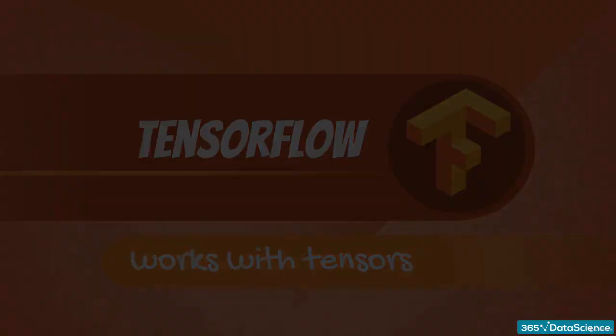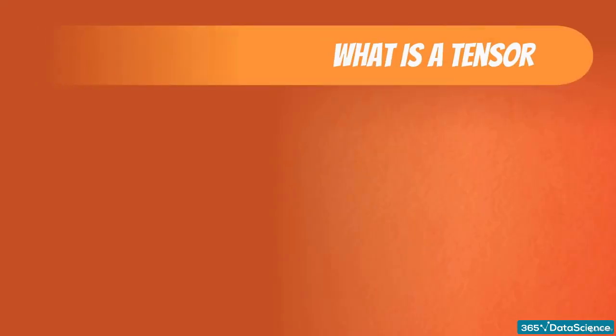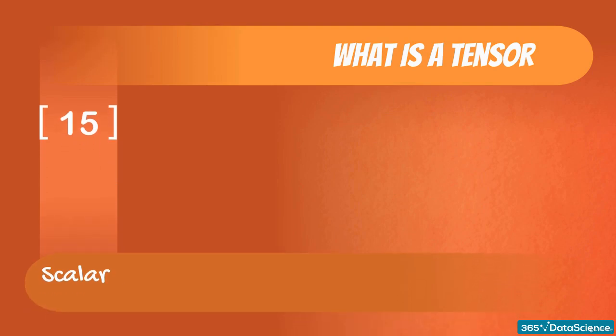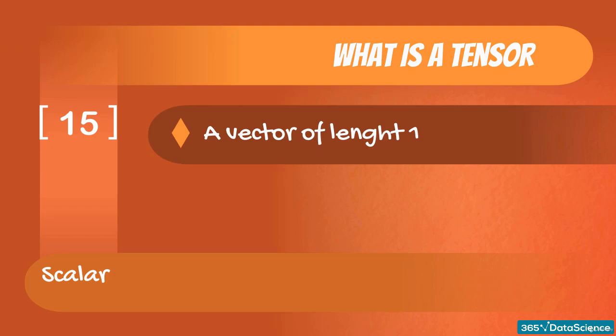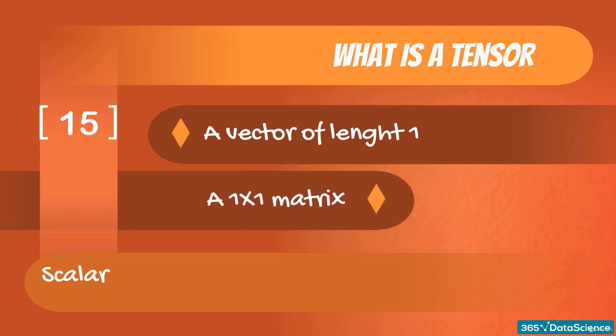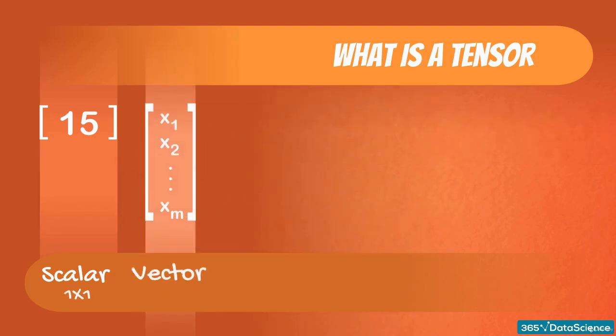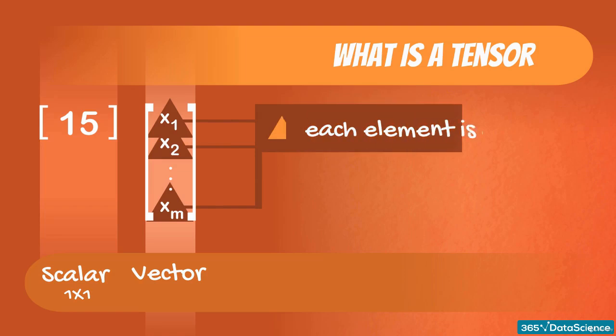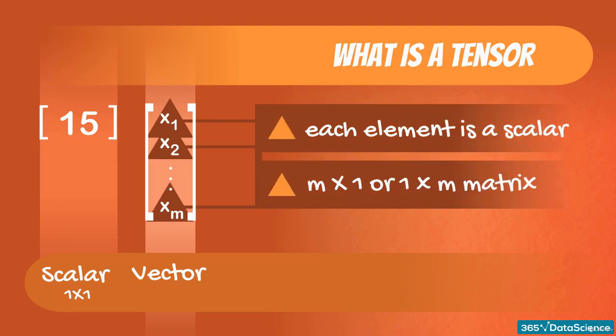The mathematical concept of a tensor could be broadly explained in this way. A scalar has the lowest dimensionality and is always 1 by 1. It can be thought of as a vector of length 1 or a 1 by 1 matrix. It is followed by a vector, where each element of that vector is a scalar. The dimensions of a vector are nothing but m by 1 or 1 by m matrices.